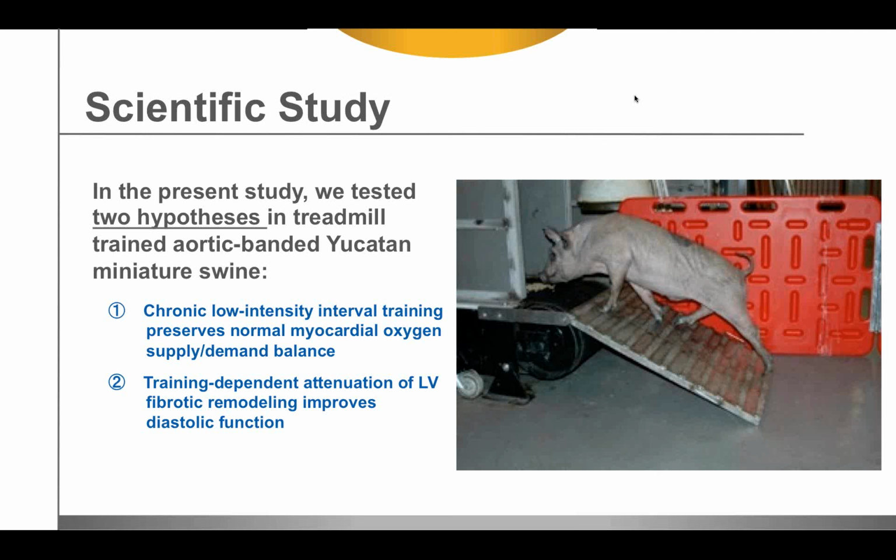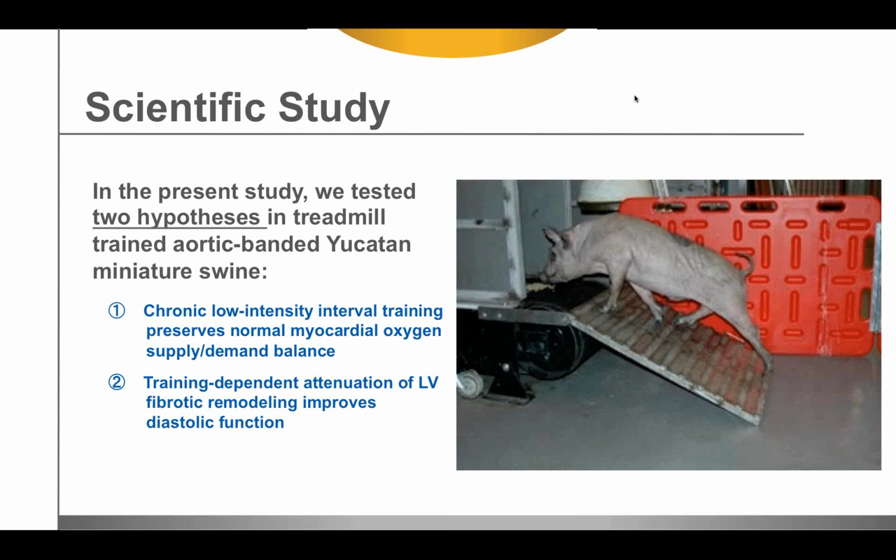And what we're really interested in looking at is, could our training protocol preserve the balance between how much oxygen the coronary vasculature is supplying to the heart and how much the heart's demanding? Typically, when you get some pathological remodeling in the heart, you get changes in ventricular wall tension, and that increases oxygen demand. Real classic physiology stuff.